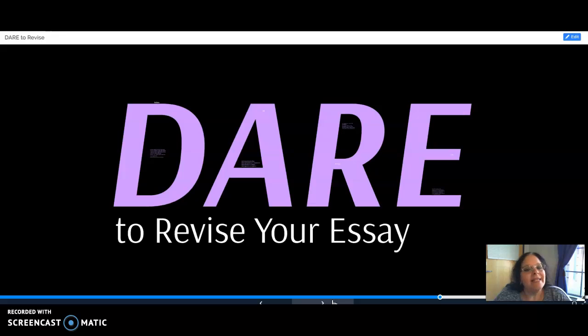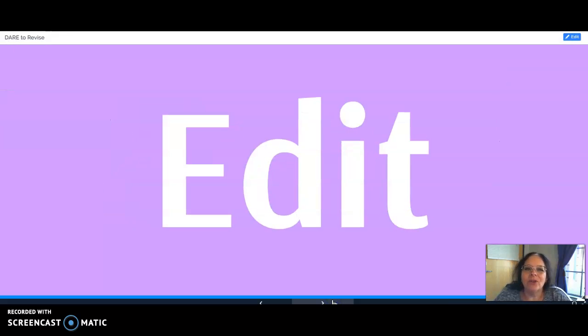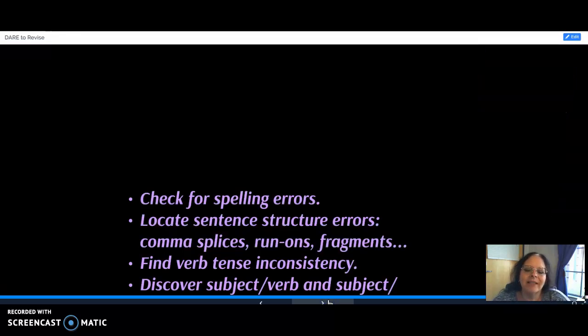And then the last one is E, which is edit. We save edit for last because if you're going to delete and rearrange or clarify, you might already be changing some of those issues. So if you're looking for the tiny things first before looking at the big picture, you may be fixing things you don't need. So wait to do the small stuff last.